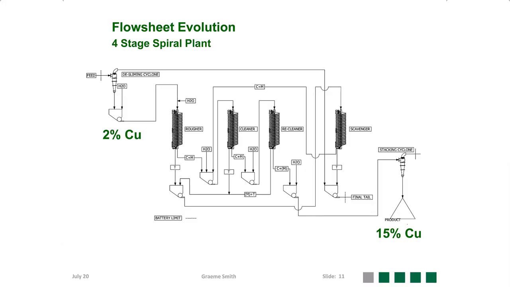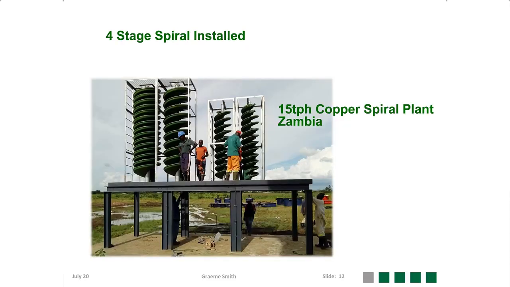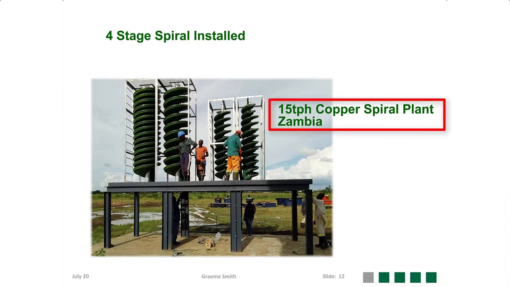So when we start looking at the flow sheet evolution, we have here a 4-stage plant, which was used in the copper industry, where we have taken a 2% copper and concentrated that to 15%, which was in this case a sellable for this client. Here we see it actually being installed, a small 15-ton per hour plant up in Zambia.